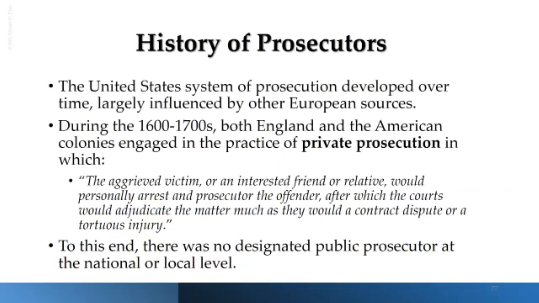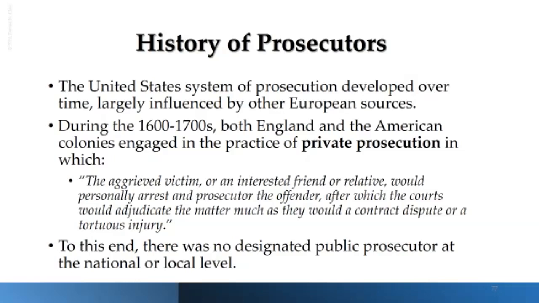So we look at a history of prosecutors. The United States system developed over time, and it largely came from European sources. So basically, back in the 1600s to the 1700s, both in England and America, the colonies at that time, I should say, engaged in what was called a practice of private prosecution. In other words, what happened is a victim or a family member of the victim would essentially arrest and bring the offender or would-be offender to court for the court to adjudicate the matter.